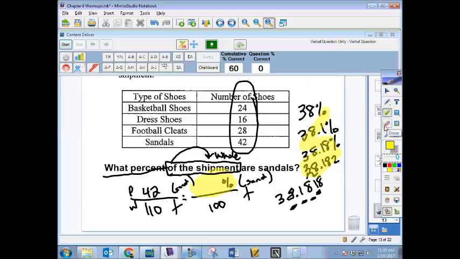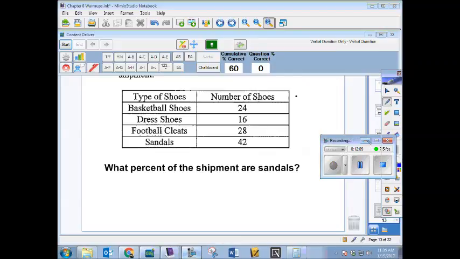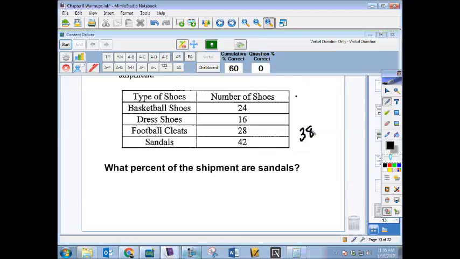Okay? Everybody understand that? So when you get that question on the test, your part is just whatever it's asking for. The sandals or the dress shoes or whatever. The total is going to be the whole shipment. So, okay, technically, yes, 38.8. It should have been rounded, 38.2%, sorry. Or 38, or 38.18%. That's what your options are. I messed this one up, sorry.